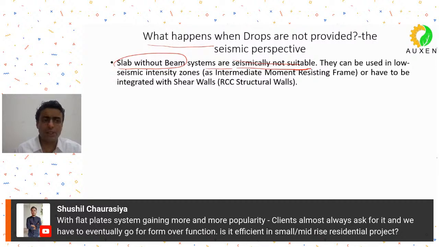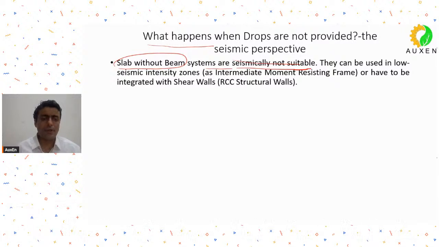Of course now the zones are going under a revamp in the newly launched draft. So talking in the context of the older zones that we have, up to zone 3, let's say, which are low seismic intensity zones, you can use the slab without beam systems without shear walls, I'm saying, as intermediate moment resisting frames. Okay, right now you do not have it in the IS 13920, but I think they are going to bring the intermediate moment resisting frame system very soon in the next revision of 13920.